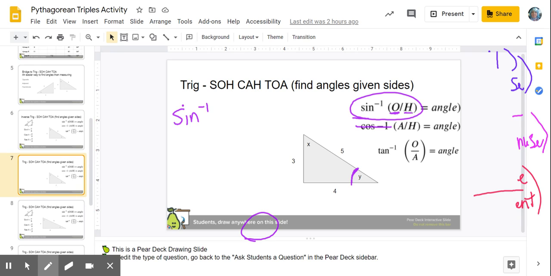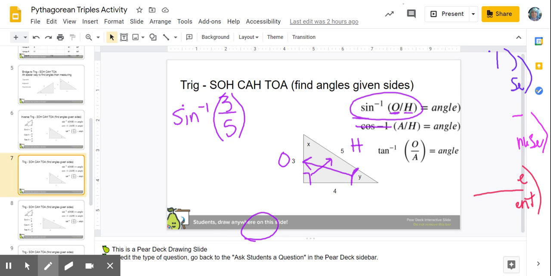What's the O from Y? 3. And what's the H always? 5. So we had cosine of 3 over 5 last time, and now we're going to have sine of 3 over 5 this time. Let's see what we get when we do that. It's also conveniently located here, so we can do sine and 3 over 5.